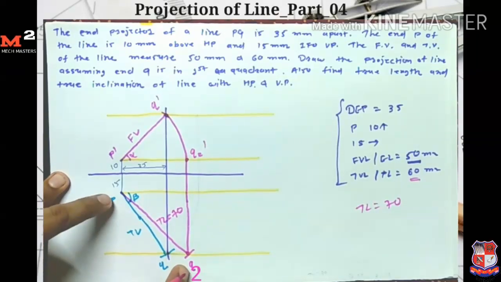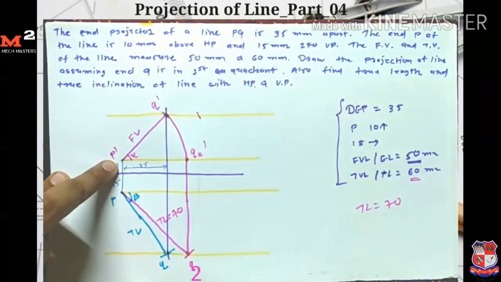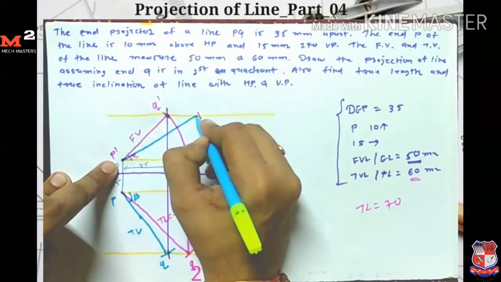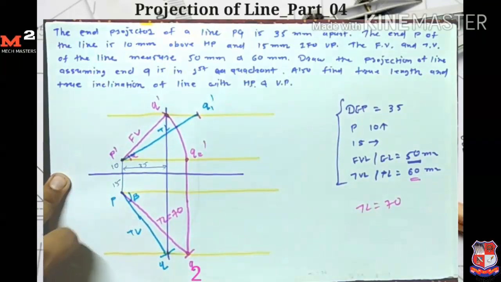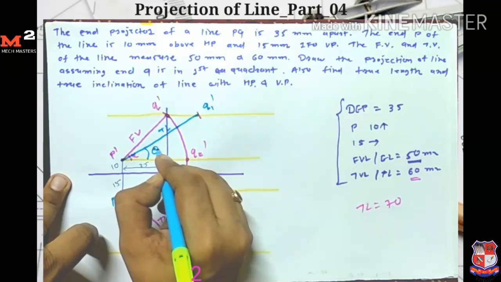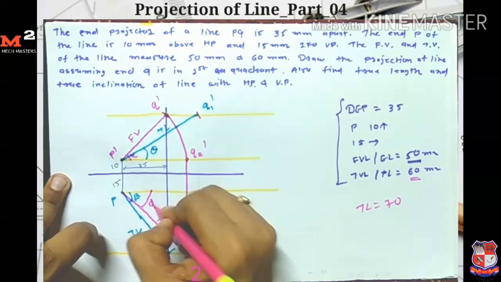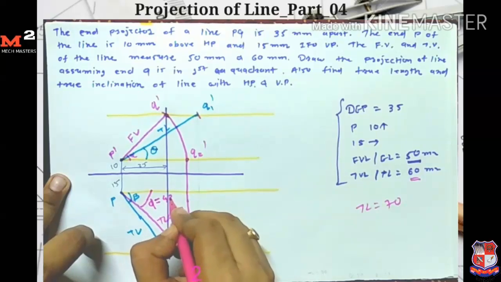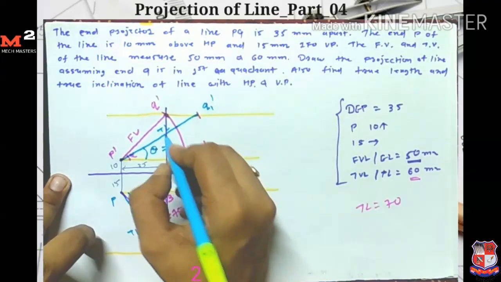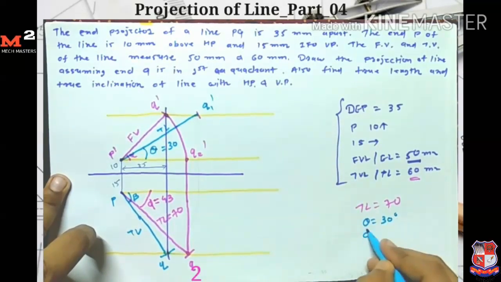Now I take 70 mm as a radius and P dash as a center, and I draw one arc which intersects the locus here. So here I get my point Q1 dash. This is the true length, equal to 70 mm, and the angle made by the true length is theta. Similarly here, the angle made by the true length is phi. If I measure the angle, phi is equal to 43 degrees and theta is equal to 30 degrees.